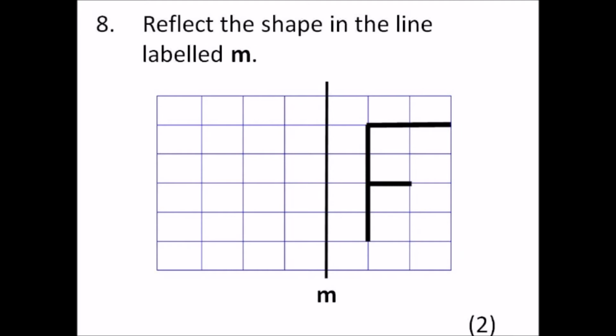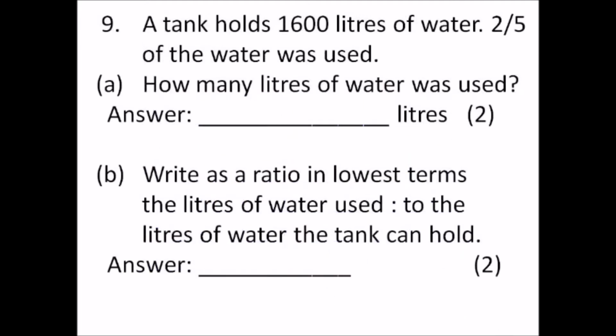Got it? Okay, we move on to number 9. A tank holds 1,600 liters of water. 2/5 of the water was used. A, how many liters of water was used? 2 marks for that. B, write as a ratio in lowest terms the liters of water used to the liters of water the tank can hold. 2 big marks for that as well.